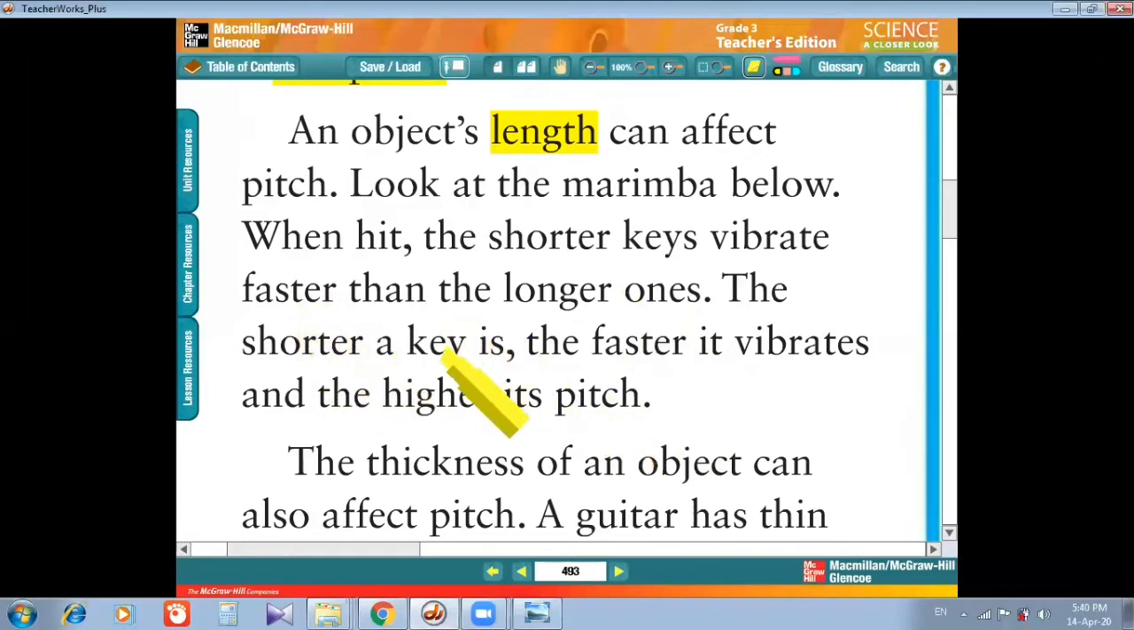The shorter a key is, the faster it vibrates and the higher the pitch. Means if the key is shorter, it will vibrate more quickly, it will vibrate faster, and if it vibrates faster, it will have high pitch. If the key is long, it vibrates slowly, so it will have low pitch. This was the first thing, length.